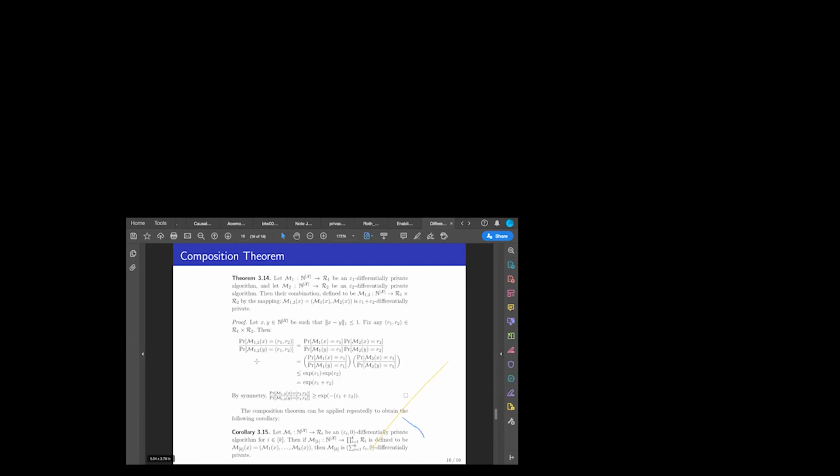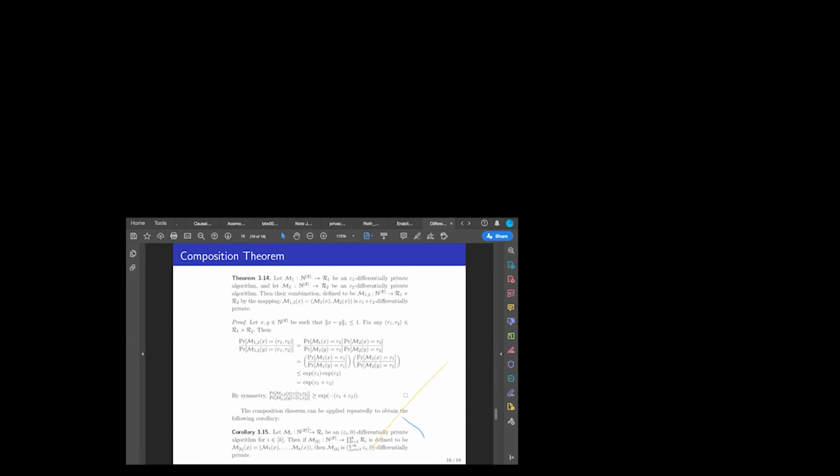The proof is pretty straightforward. You are inputting two adjacent databases to this combination mechanism M12, and just by the nature of its independence with respect to one another, it boils down to this, and you obtain the last expression. So what does this mean? This has a pretty important significance.